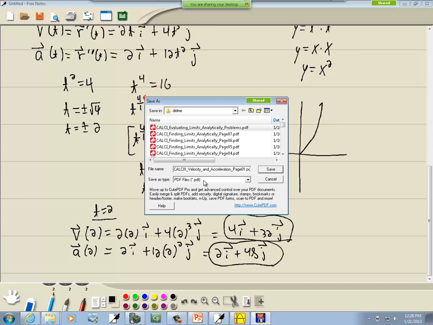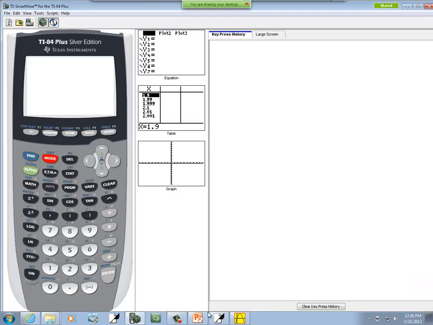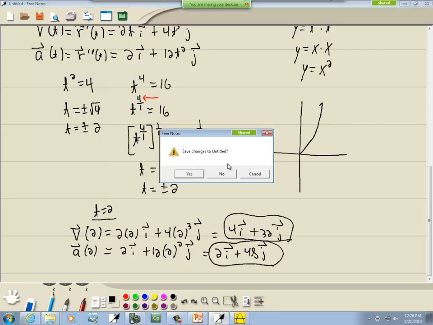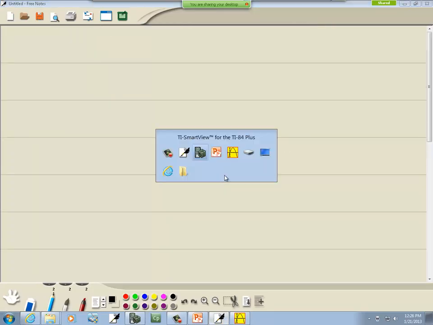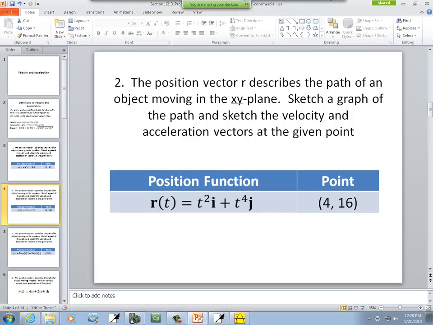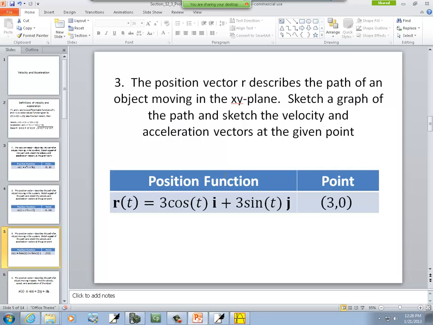Page 01.pdf. There we go. And let's take a look at our next problem. Grab a drink here. Okay. Same instructions.